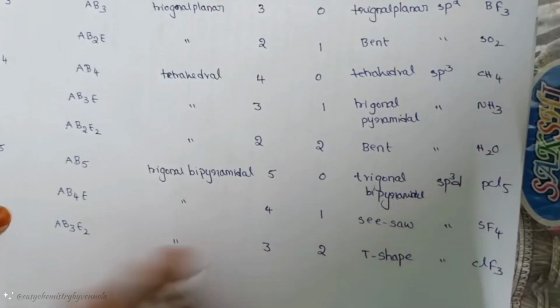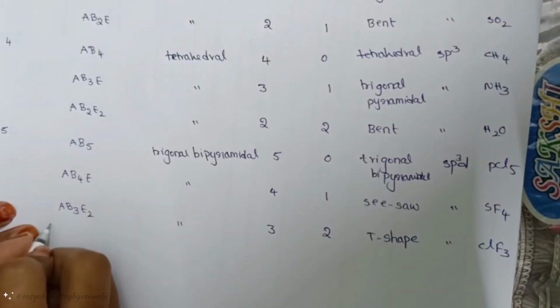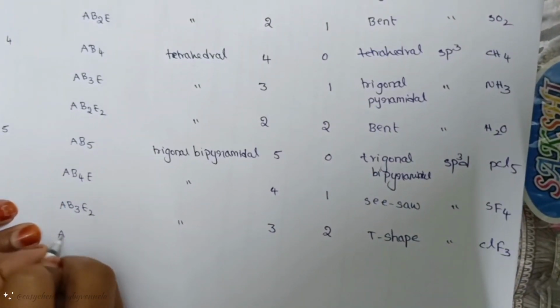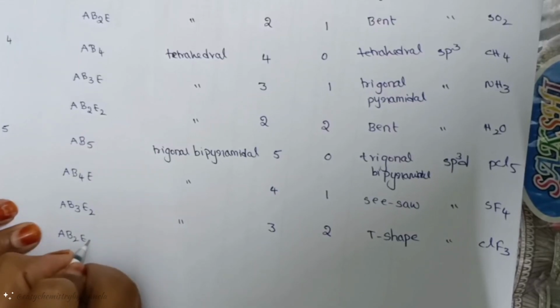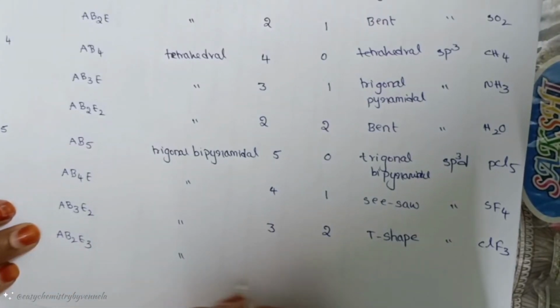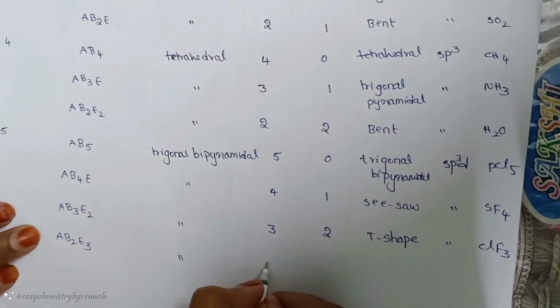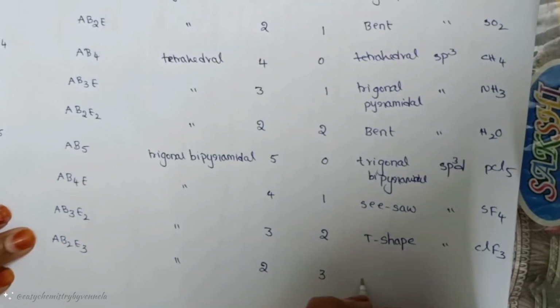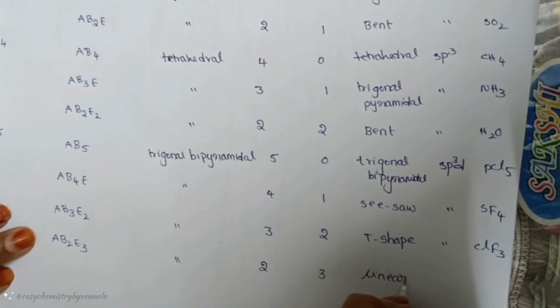Example for this ClF3. Finally, in number of pairs 5, that is AB2E3, trigonal bipyramidal. Number of bond pairs 2, lone pairs 3. Shape is linear.